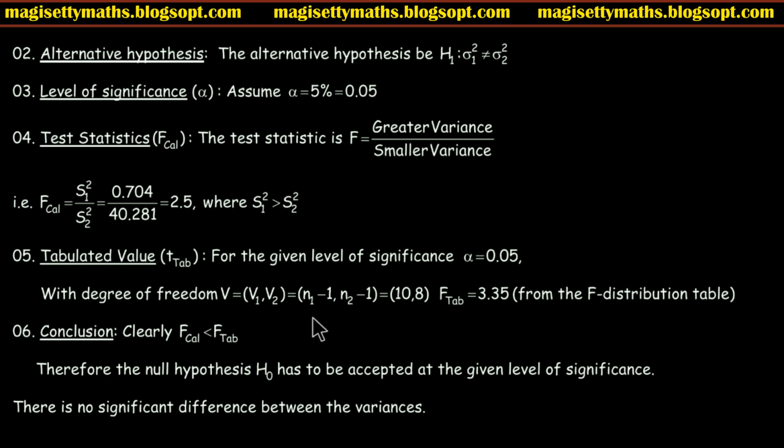Now coming to the conclusion, if you observe clearly, F cal 2.5 is less than F tab 3.35. F cal is less than F tab, therefore the null hypothesis has to be accepted at the given level of significance. That is, there is no significant difference between variances.